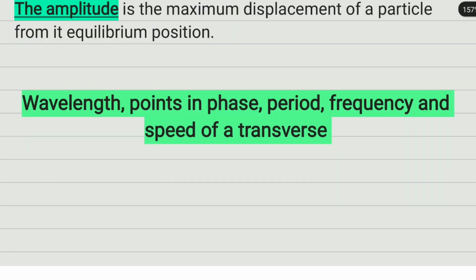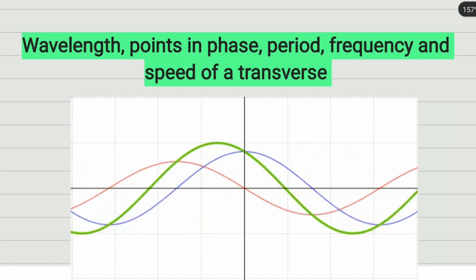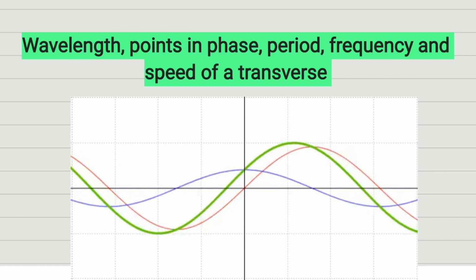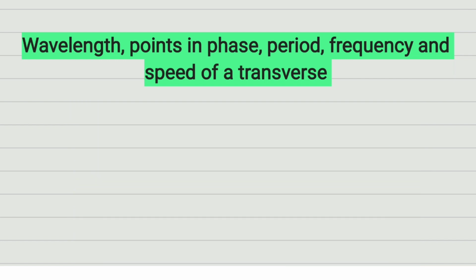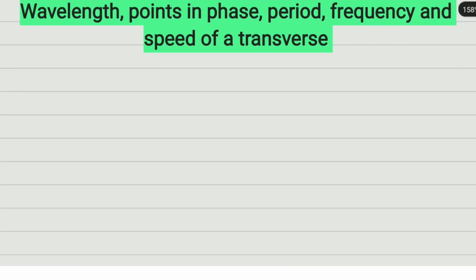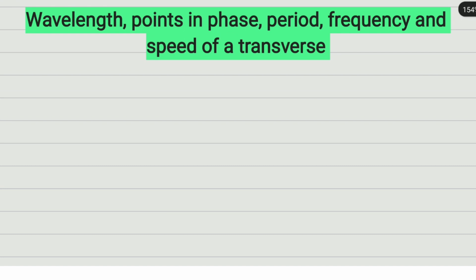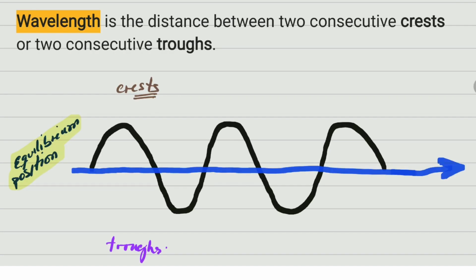Now this time we're going to learn about some very important new definitions like wavelength, points in phase, period, frequency, and speed of the wave. It's a little bit more, but the video won't be that long, I promise you. So let's start with the first definition, which is wavelength.